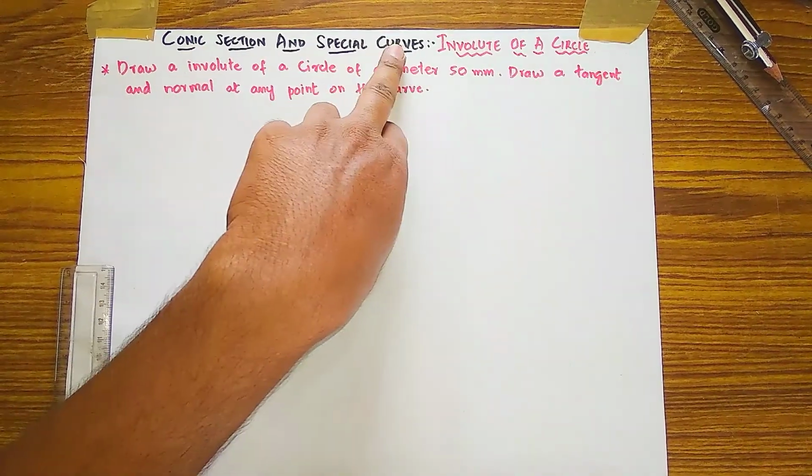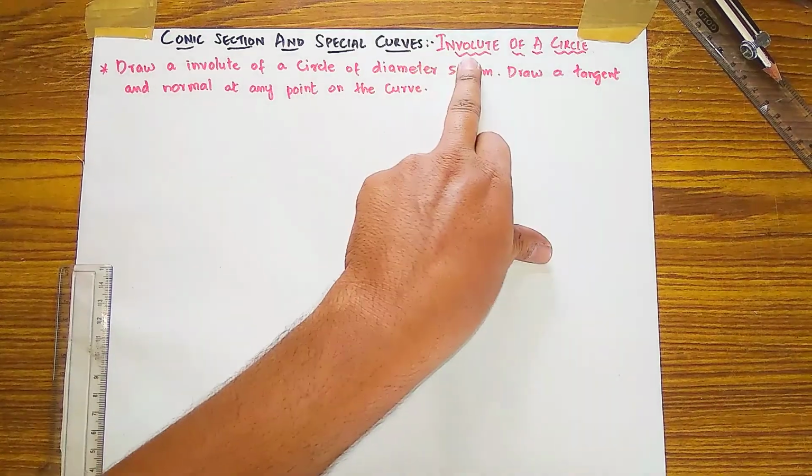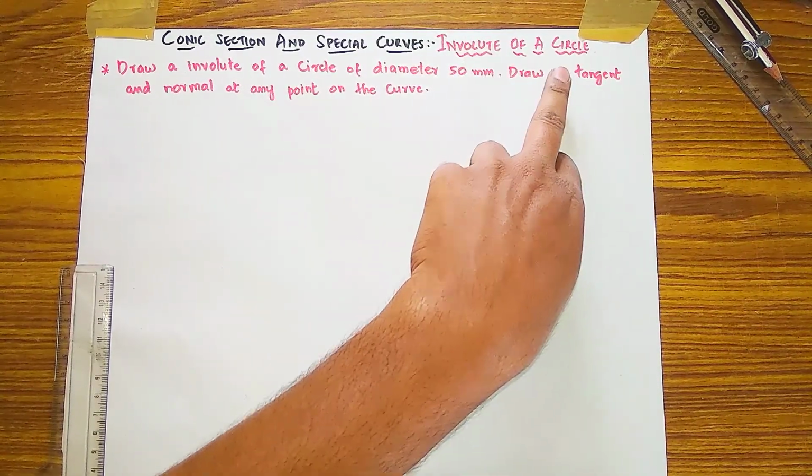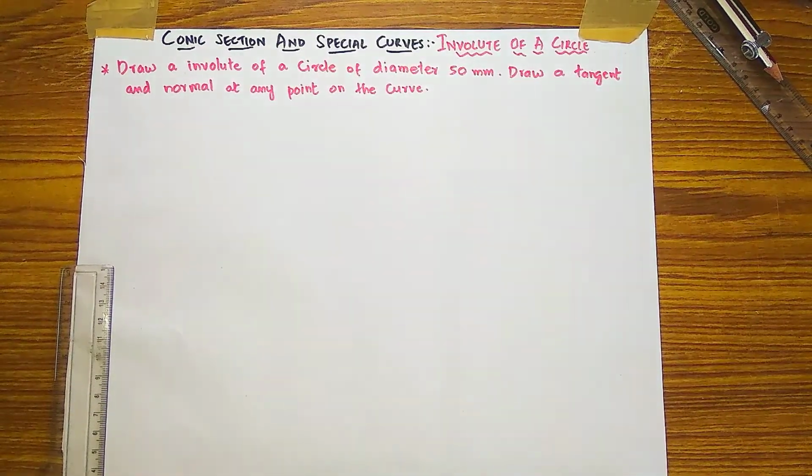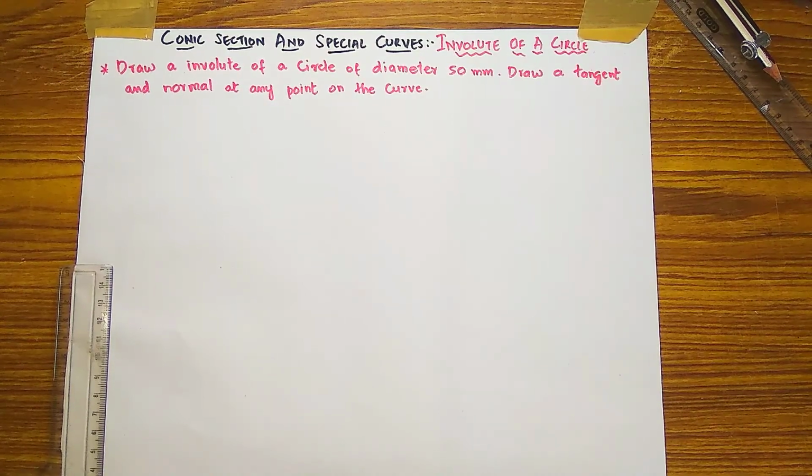Conic section and special curve chapter. In that, my topic is the involute of a circle. So, how to construct an involute of a circle? I am showing you this problem with my basic skills, how to draw and draft this. This problem is applicable to ITI, diploma and engineering students, and it carries 10 to 15 marks for the different branches.